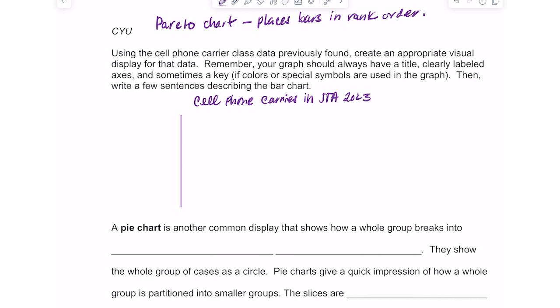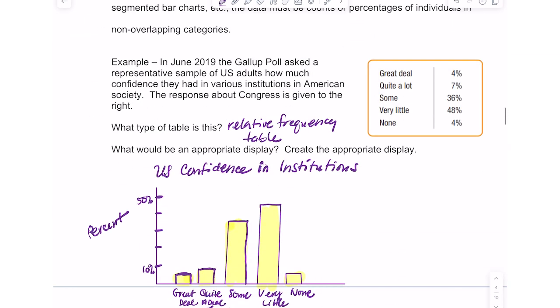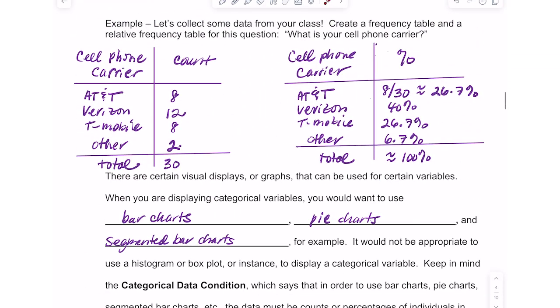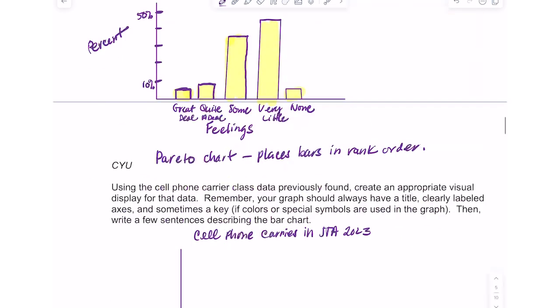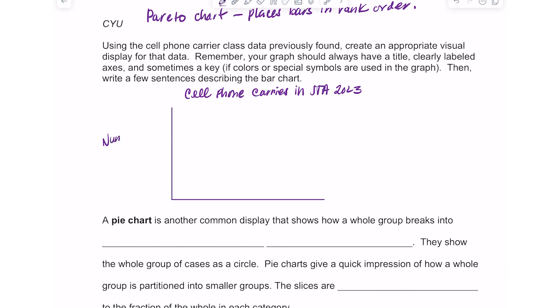Okay, and then we've got our vertical axis and our horizontal axis. And this time I'm just going by counts, right? So my counts represent the number of students, and then cell phone carrier is going to go on the horizontal. So here I've got number of students, and then down here I have cell phone carriers. And I'm going to slide this up just a bit.